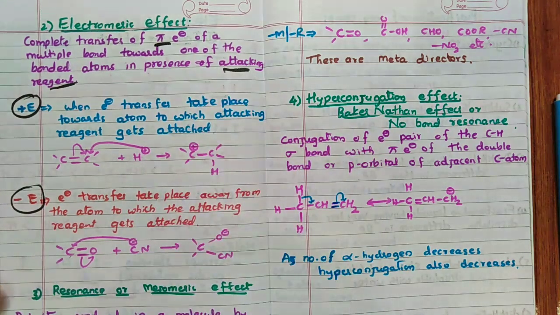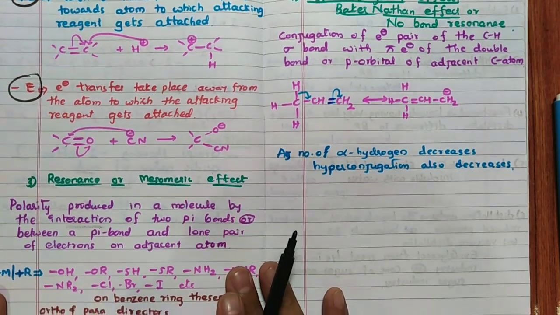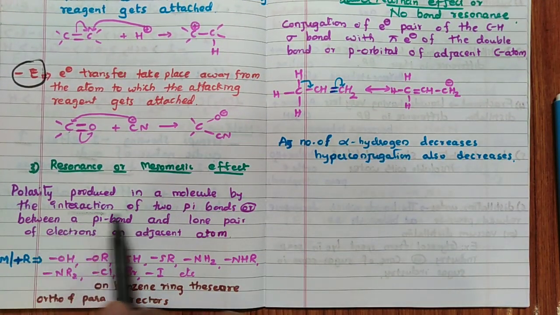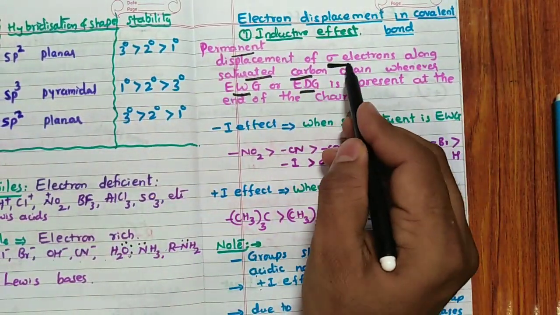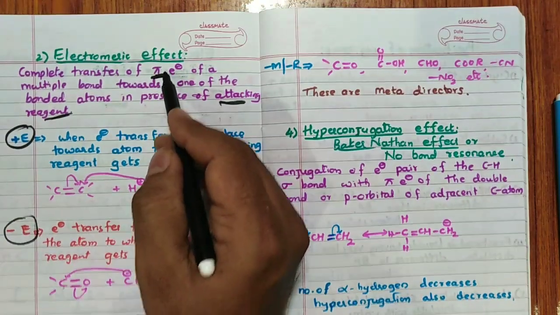Not that much important for the exam. Ishtan NPT, that is enough. Resonance or mesomeric effect. See, both are same. Polarity produced in a molecule by the interaction of two pi bonds or between a pi bond and the lone pair. Very, very important. Remember, here it is only sigma bond. Here it is only pi bond, electromeric effect.